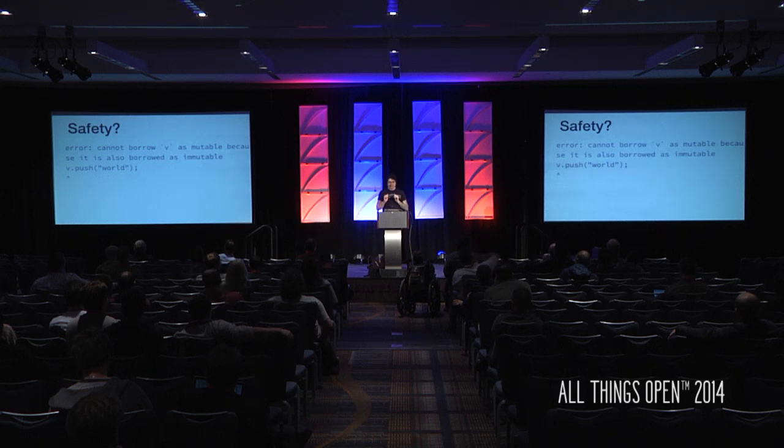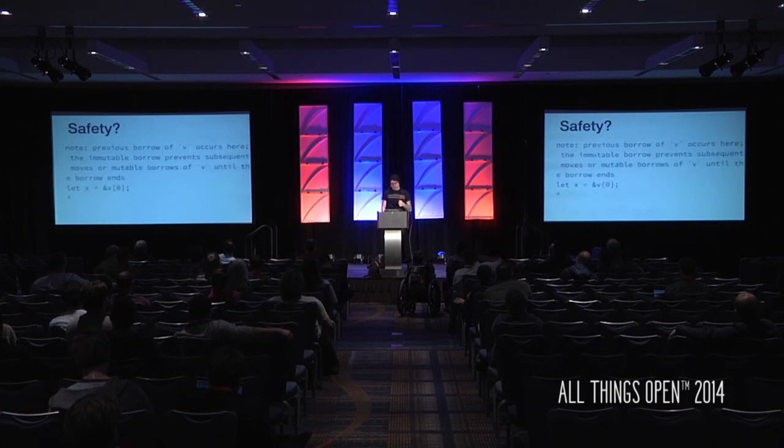So this error message is a little truncated because, again, brand new slide framework that just happened in the last week. But it says cannot borrow v as mutable because it is also borrowed as immutable at v.pushWorld. Note, the previous borrow of v occurs here. The immutable borrow prevents subsequent moves or mutable borrows of v until the borrow ends. Let x equals v or 0. Whew. It's a big long error message. And if you're not familiar with the terminology, it's a little opaque. Once you are, it's super great, and we're working on error messages.